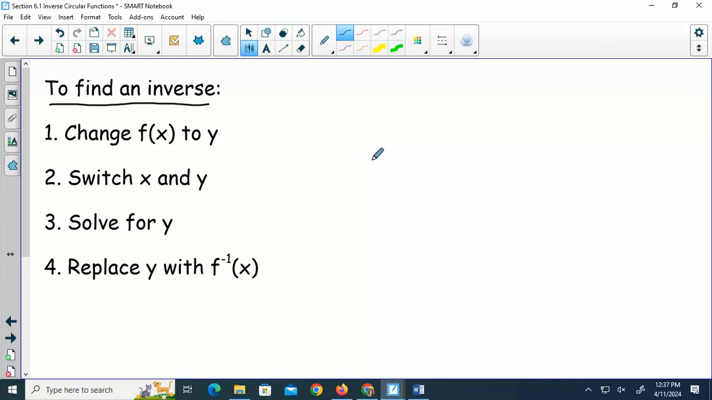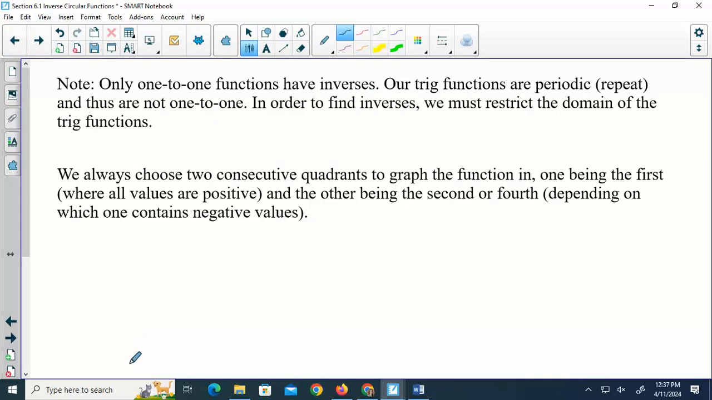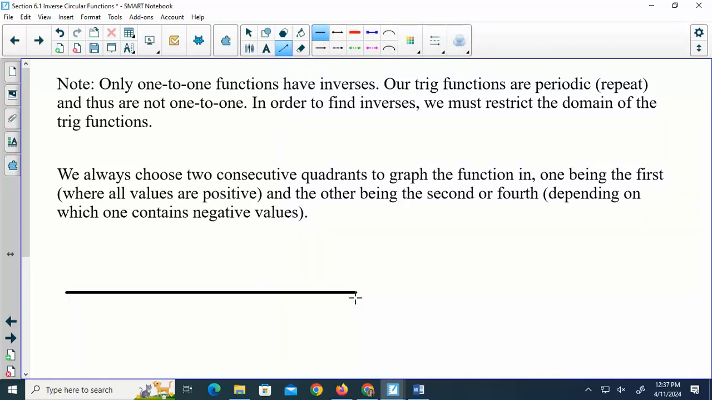When we talk about our trig functions, we need two consecutive quadrants to graph our function in. One where you have the positive values and one where you have the negative. If you think about, let's say, the graph of sine, we know these are periodic functions, and so they just repeat over and over again.